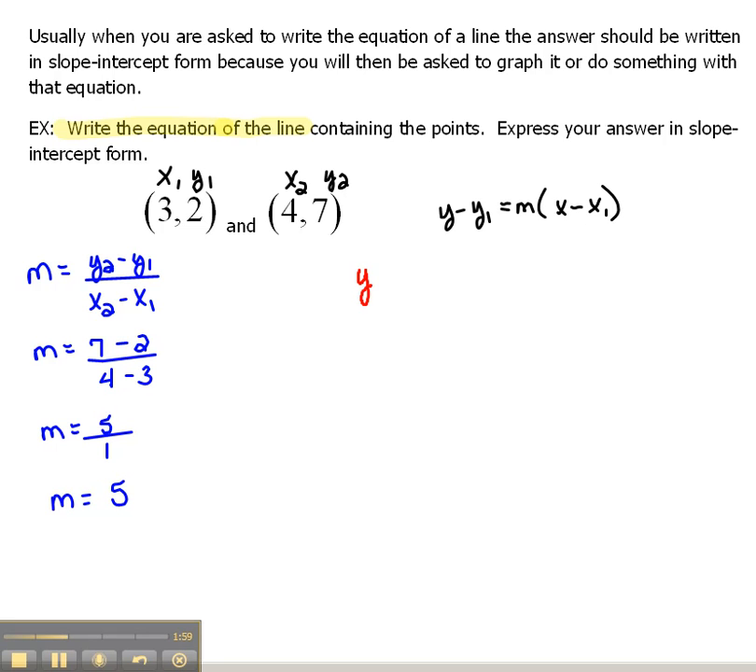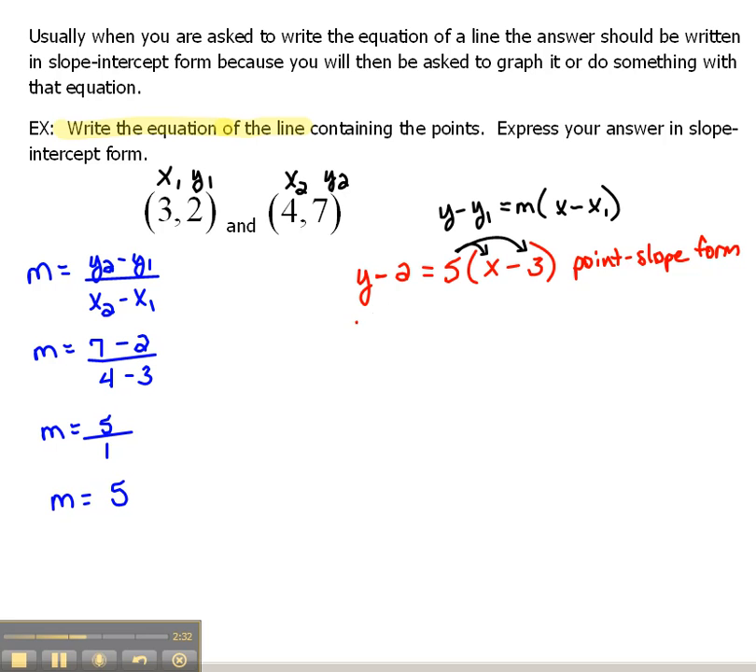So I'm going to have y minus y1, which is 2, equals the slope, which we found to be 5, times x minus the x1 we said was 3. This would actually be point slope form of a line. So if they told us to write it in point slope form, we'd be done. But they didn't. They said write it in slope-intercept form. So we're going to clean this up a bit.